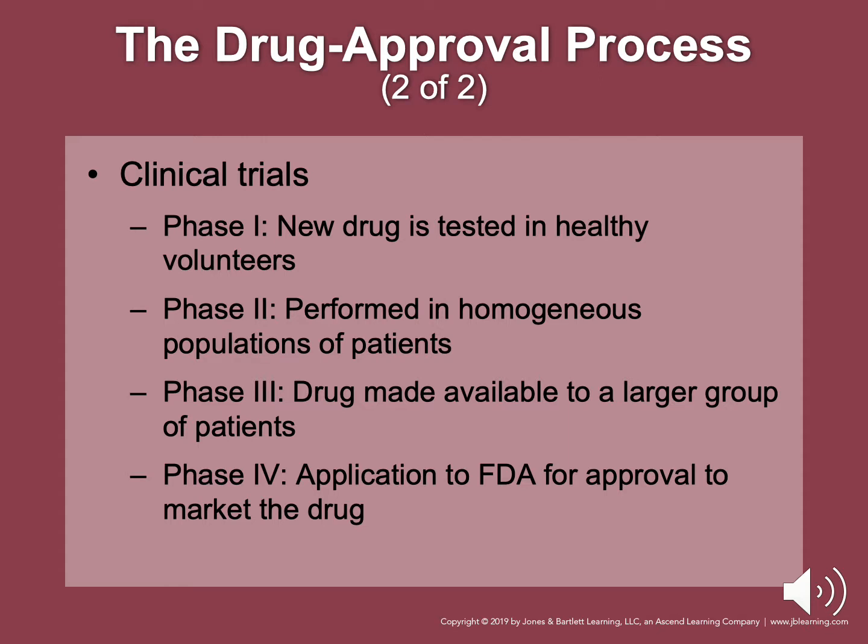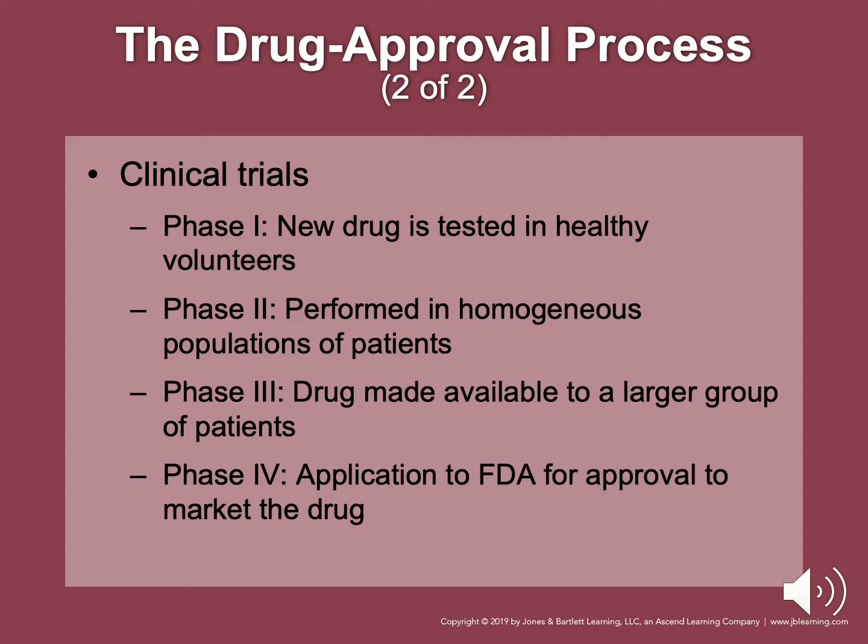In clinical trials, in phase 1, the new drug is tested in healthy volunteers to determine safe doses and assess its safety. Phase 2 is performed in a homogeneous population of patients, usually about 50 to 300 patients, and is designed to evaluate efficacy and safety. It establishes which form is most effective. So you may have many different milligrams or strengths of the drug used on different volunteers.